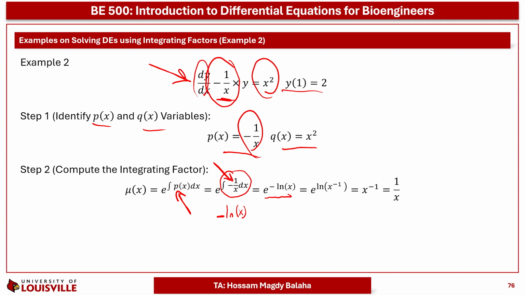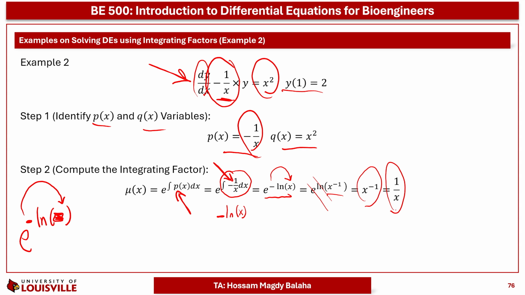If you encounter something like that, exponential of negative ln of something, there is a rule that says you can move the negative as a power to the thing. So move the negative as a power here. It would be the exponential of ln of x raised to the power of negative 1. And why did we do that? So we can benefit from cancelling the exponential and the ln together. So the result will be x raised to the power of negative 1, which is 1 over x. We have the integrating factor.